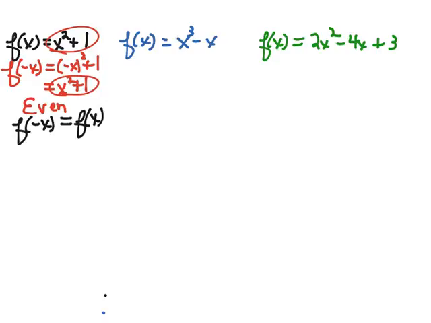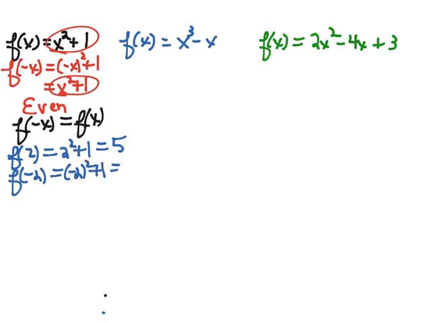Now, if using variables confuses you, you could also do this with numbers. For example, if you were to plug 2 into this equation, you would have 2 squared plus 1. 4 plus 1 is 5. If you were to substitute in negative 2, negative 2 squared plus 1, negative 2 squared is 4, 4 plus 1 is 5. You got equal answers. When you get equal answers, when you plug in a positive and a negative, then the answer is even.